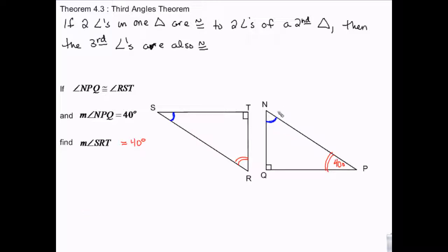And if we had to, we could find this angle. We would subtract from 90 and we'd get 50. And since that one's 50, this one would be 50. So we could find them all given one.